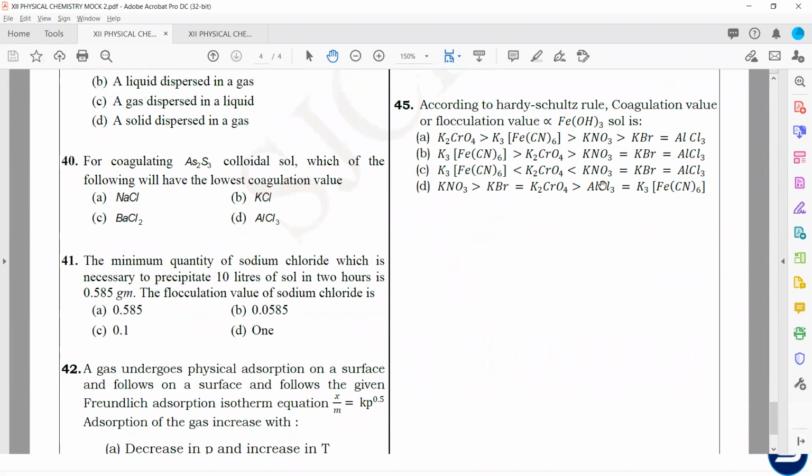According to Hardy-Schulze rule, coagulation value or flocculation value for Fe(OH)3 sol is. So again, coagulation value पूछा है. So it will be उल्टा of coagulating power. What will be the answer? D.